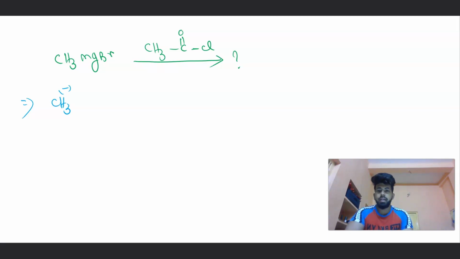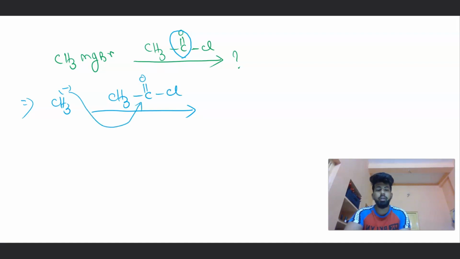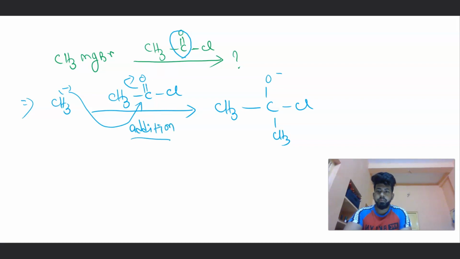Now this CH3COCl, acetyl chloride particularly here, has one carbonyl moiety. So this negative charge will attack the carbonyl moiety, and the double bond will break towards the oxygen and it will become CH3 C O minus, Cl and CH3. Now this step is called addition step, because the CH3 minus is getting added inside the acetyl chloride.